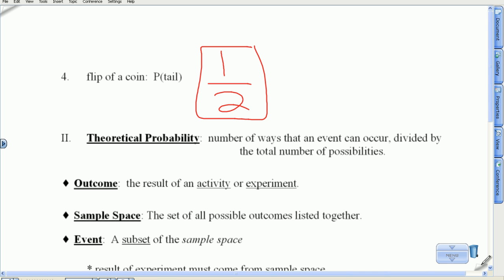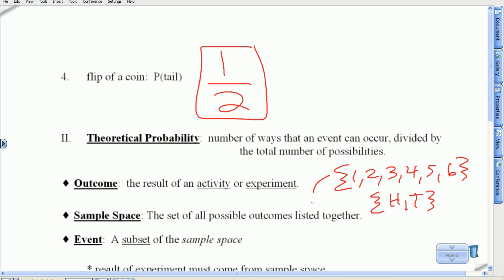A sample space is all the possible outcomes listed together. So for a die, look at the curly brackets there. For flipping a coin, I would get that. So those are examples of sample spaces.